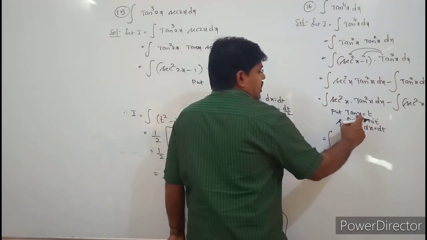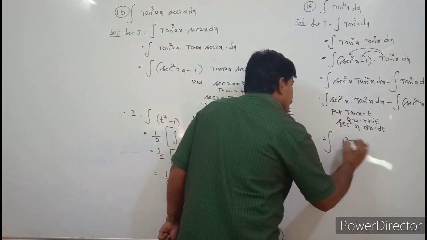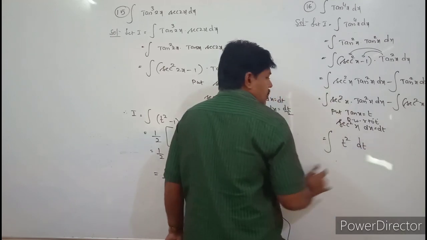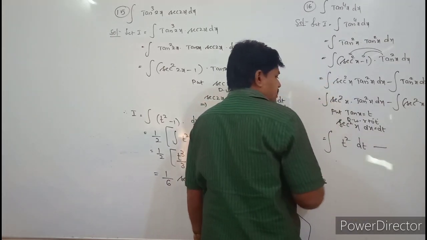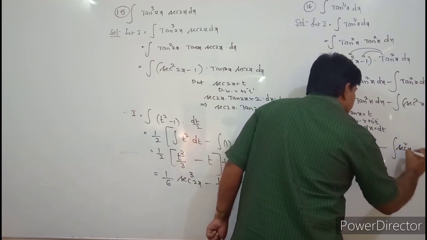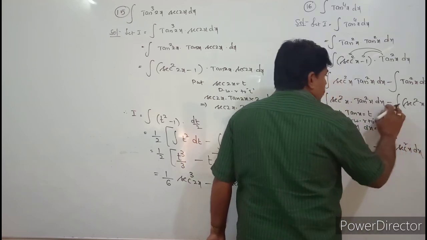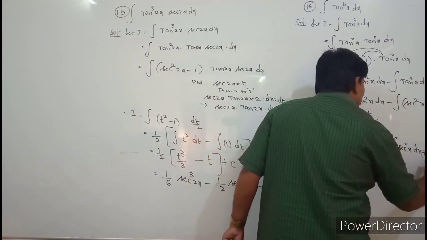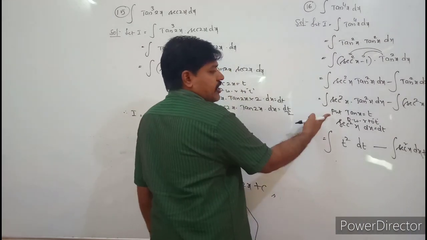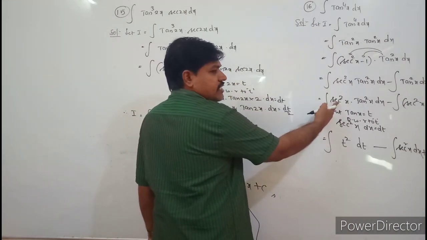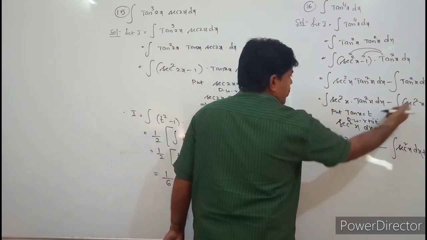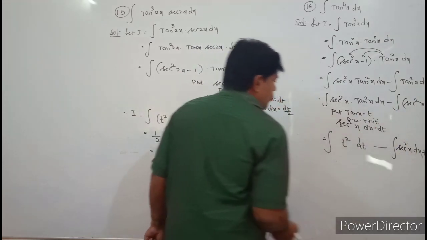Tan x is t, so it will become t square. Secant square x into dx is dt, minus the integral of secant square x minus of minus plus 1 into dx. So I have changed only the independent variable for this integral. That is the integral of t square into dt minus the same integral of secant square x minus of minus plus 1 into dx.